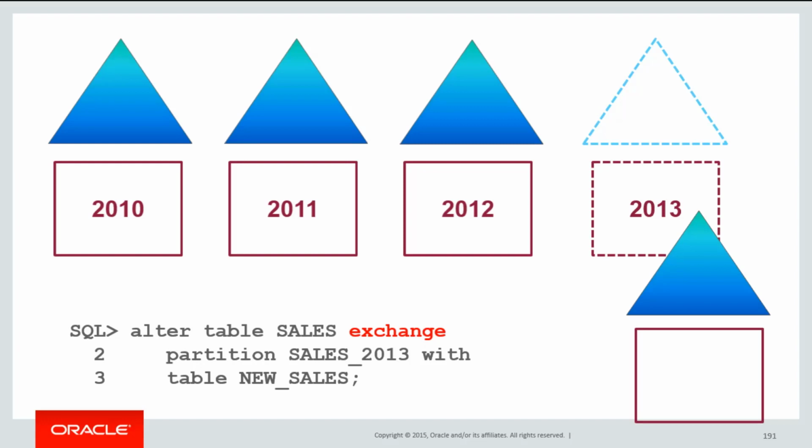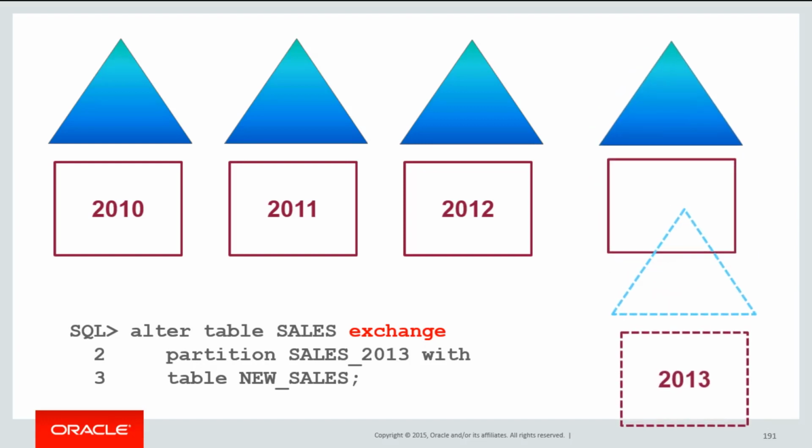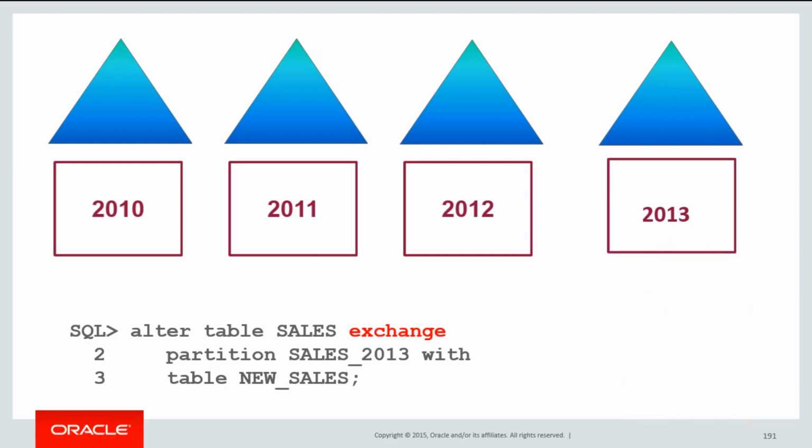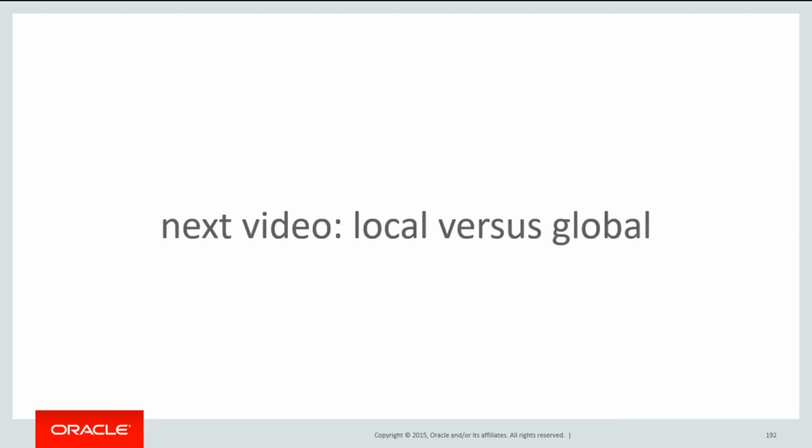Because we're not moving any data, we're just changing dictionary operations. That operation is virtually instantaneous. It's a very nice way of making data magically appear, so to speak, in your partitioned table. So far, we've seen how cool local indexes are. In the next video, we'll talk about why you still want to consider the differences between local and global indexes and why sometimes one is preferable over the other.